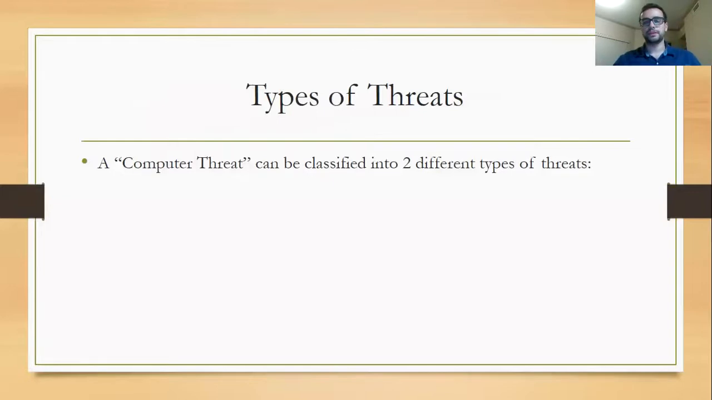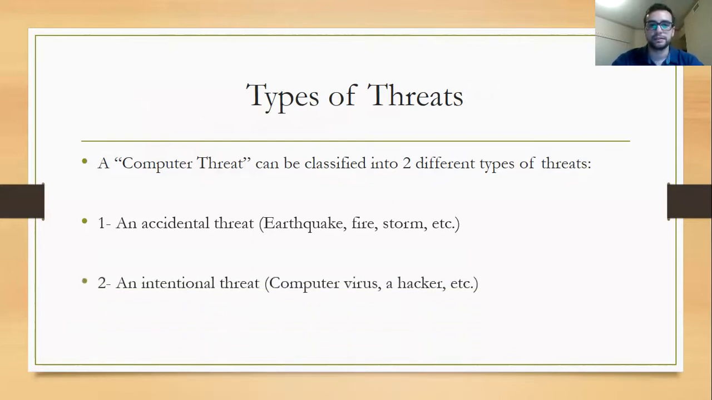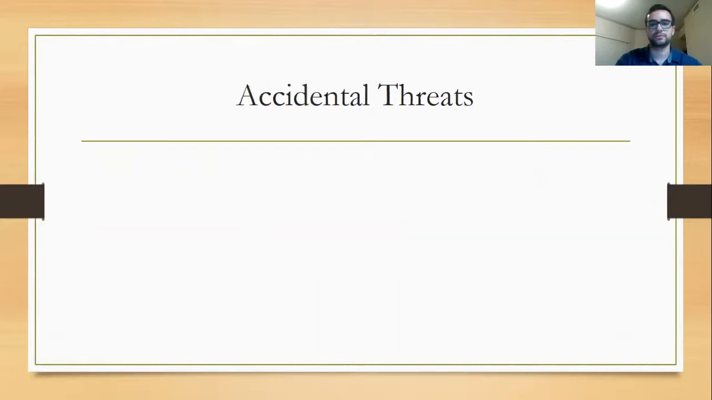So there are going to be different types of threats. Like I said, a computer threat is classified into 2 different types. The first one is an accidental threat. This is something that we can't avoid, something like an earthquake, a fire, a storm, things like that. The second type of threat for a computer is an intentional threat, which usually comes in the form of computer viruses, hackers, computer worms, things like that. And so the first one that we're going to be going over is the accidental threats.